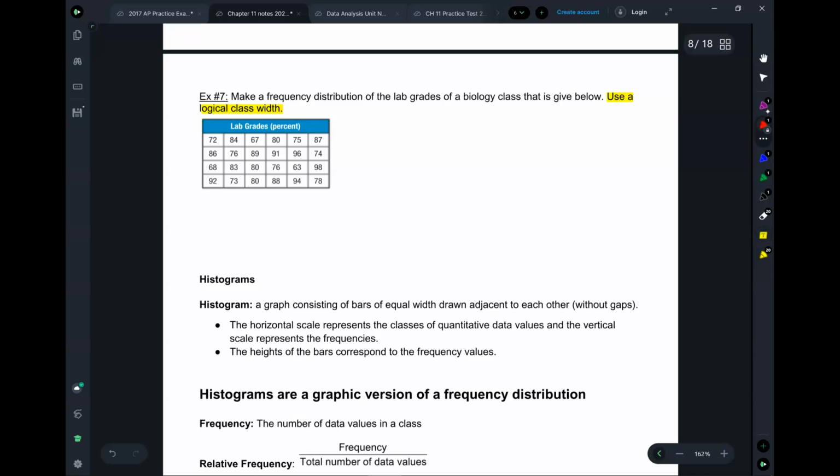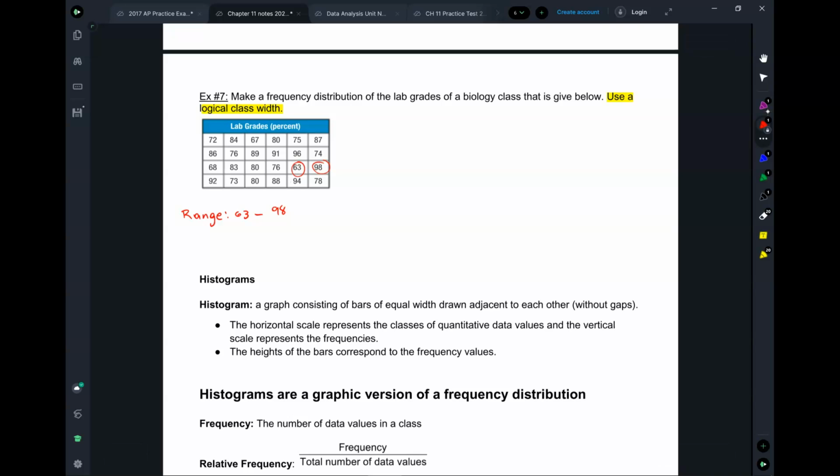What's the lowest score? 63. And what's the highest? 98. Okay, 63 to 98. All right. And then how many of them do I have? 1, 2, 3, 4, 5, 24 of them total, right?